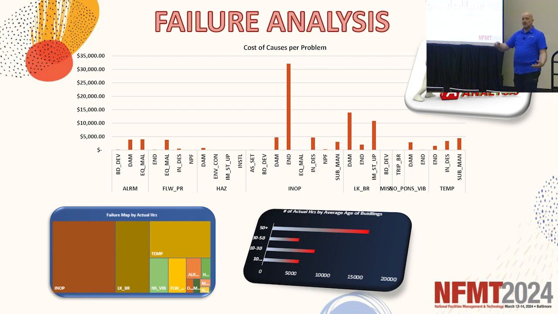It's important to understand the structure behind your failure codes so that you can report back to your executives so you can get more budget for your maintenance. If I can align this to say, okay, inoperable end of life is costing me a lot of money, you can see that by the chart, the big red box in the middle.